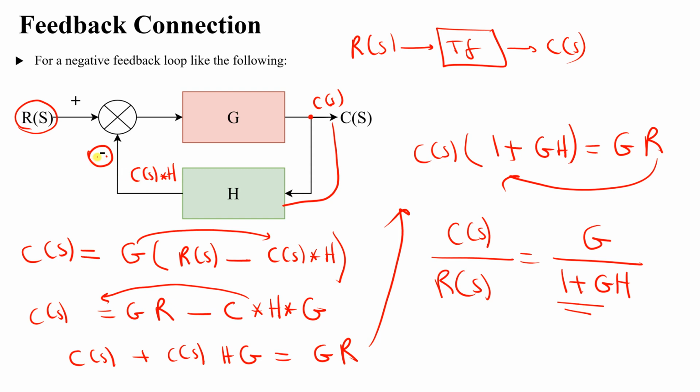Now let's suppose that we are talking about a positive feedback, not a negative feedback. If you have a positive feedback, then this sign will become positive, and this sign will become positive since we are adding them, R of S plus C of S H. And when we take this to the other side, this sign will become negative, right? And this sign will become negative, and this sign will become negative. So for a negative feedback, G over 1 plus GH. For a positive feedback, it will be G over 1 minus GH.